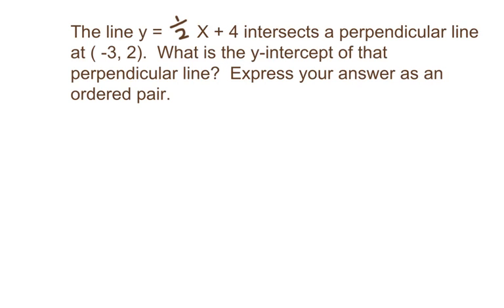Alright, the line y equals 1/2 x plus 4 intersects a perpendicular line at negative 3, 2. It wants the y-intercept of that perpendicular line. Alright, well, two things we need to know. Parallel lines have the same slope.